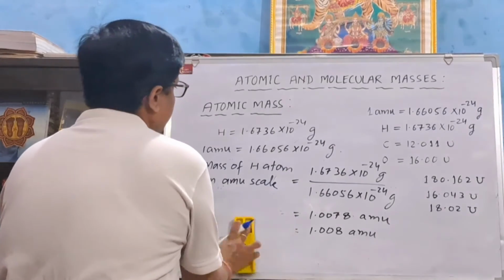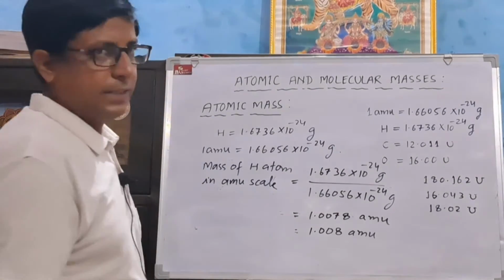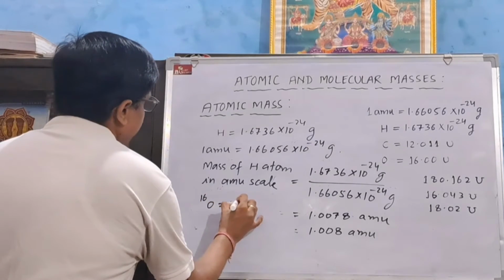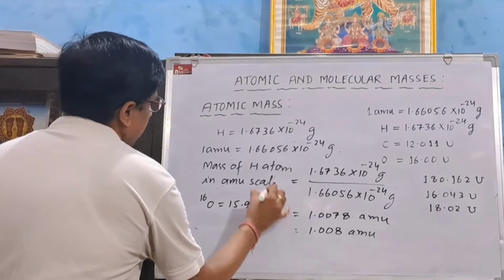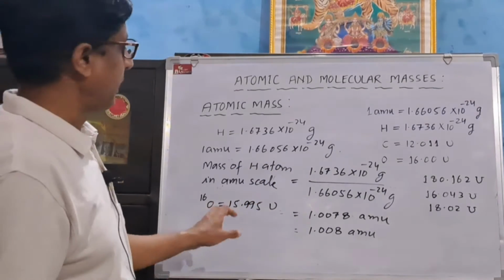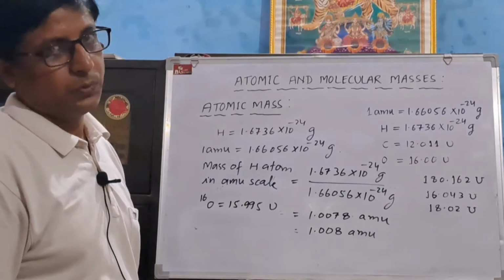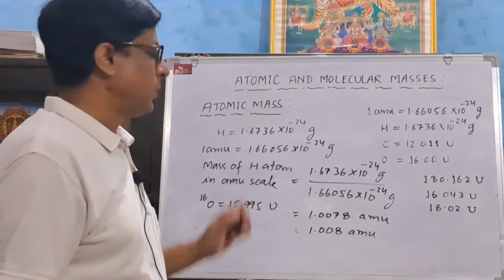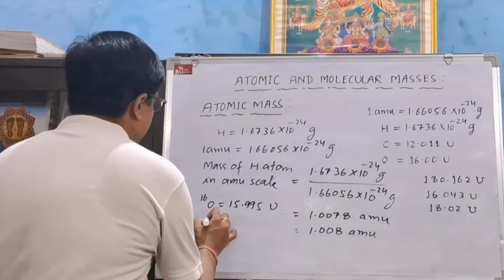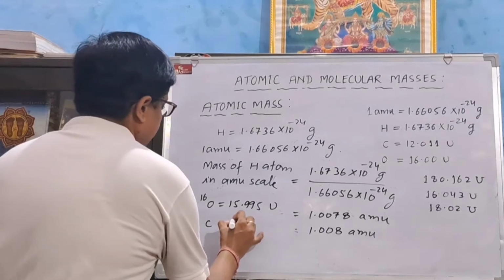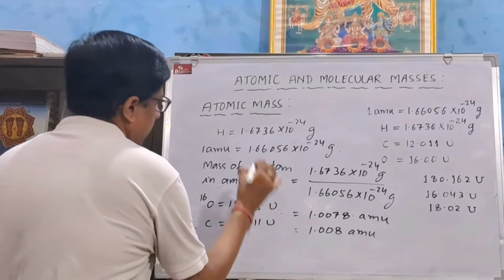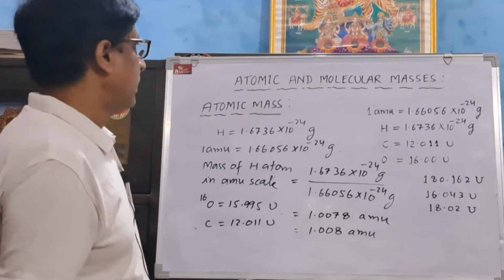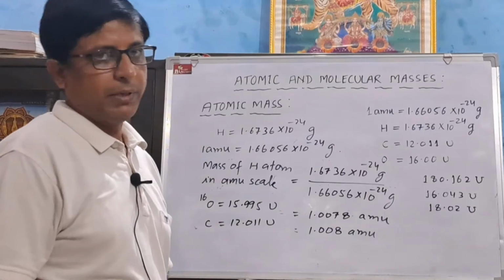On the atomic mass unit scale, the mass of one oxygen atom, oxygen-16, comes out to be 15.995 u, which can be taken as approximately equal to 16.00 u. Similarly, the mass of a carbon atom is 12.011 u, unified mass, on the atomic mass unit scale. So I have discussed atomic masses.